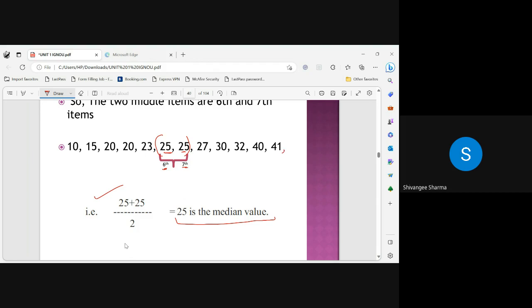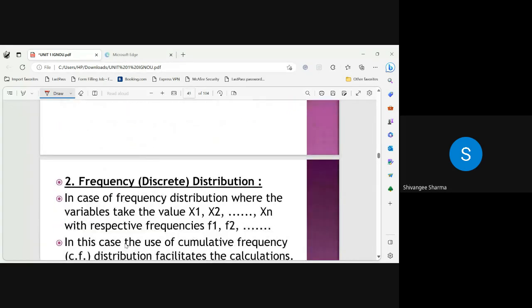Suppose if there were 13, then it was quite evident. You take the mid position value from this, okay? So this is how you calculate median for an individual data set, right? You arrange all the numbers in ascending or descending order, and by position, you analyze which comes in the middle. If the numbers are even, you take the average, and if the numbers are odd, you just take the mid value. So this is the median in this case.